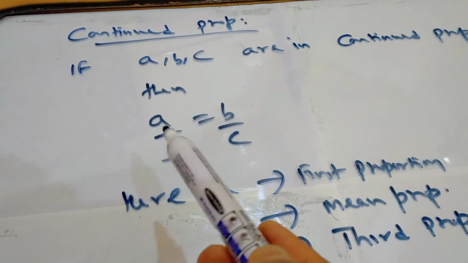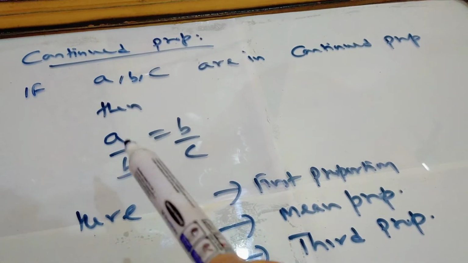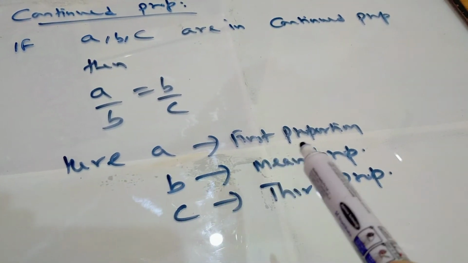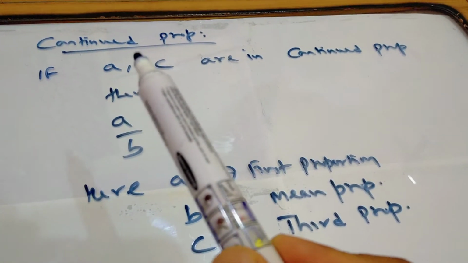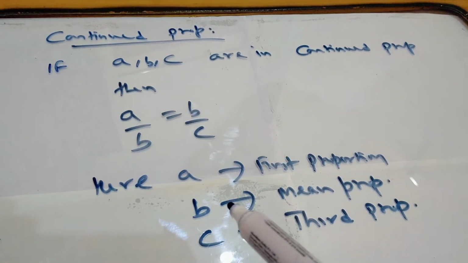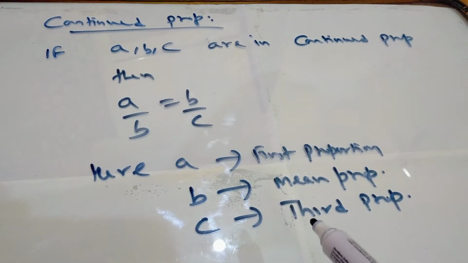One more important fact you should remember: if A, B, C are in continued proportion, then you can write A upon B is equal to B upon C. Here in continued proportion, A is called first proportion. B is not called a second proportion. It is called mean proportion, and C is called a third proportion over here.